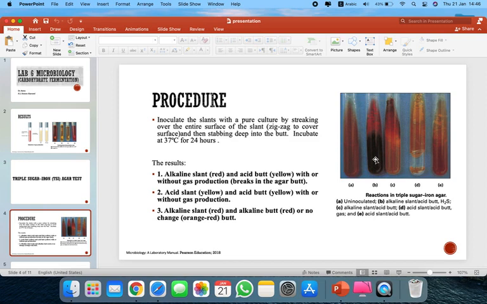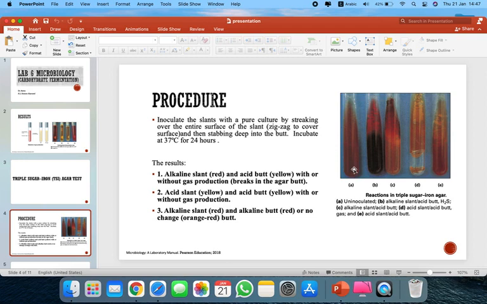So the media used in this test is called triple sugar. In this media I will have three sugars: glucose, lactose, and sucrose. At the same time I have peptone, which is a source of protein. And I have the indicator for the color, phenol red. You can see the color here is red. And I have FeSO4 as a source of iron and sulfate.